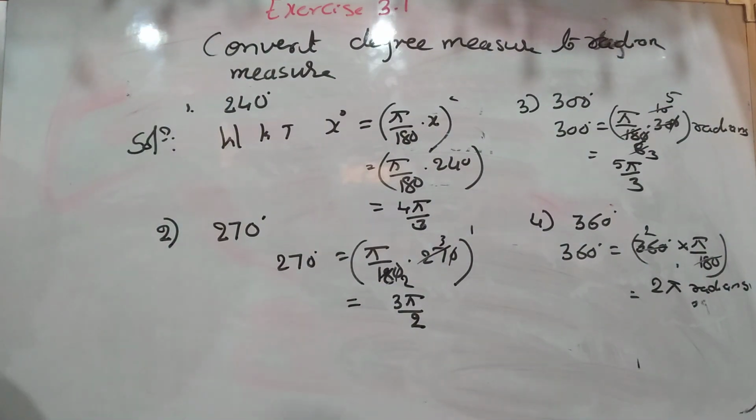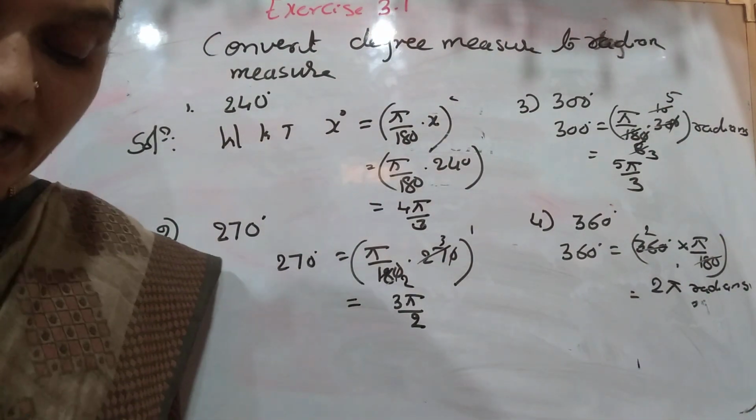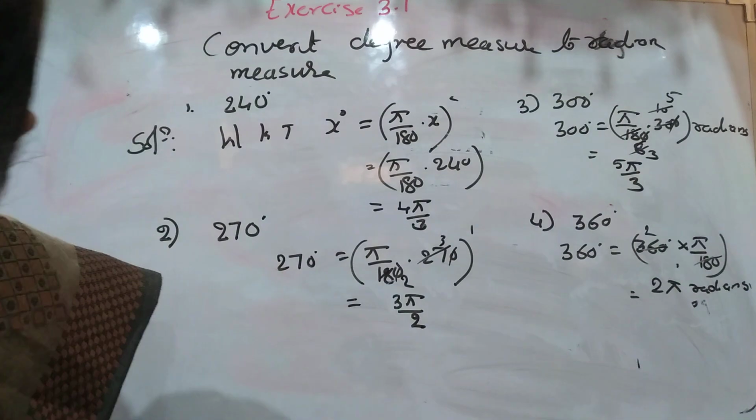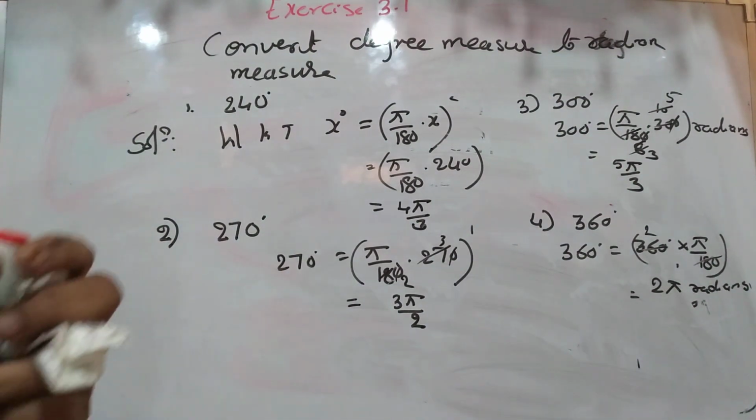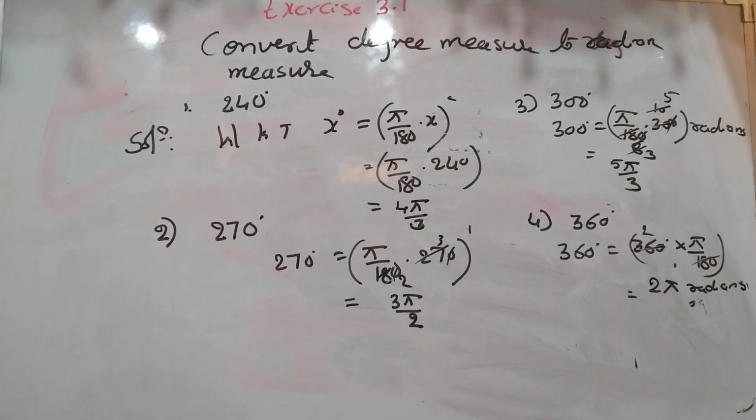So this is how we convert the degree measure into radian measure and radian measure into degree measure. I hope you understood. Okay, we shall continue in the next video.